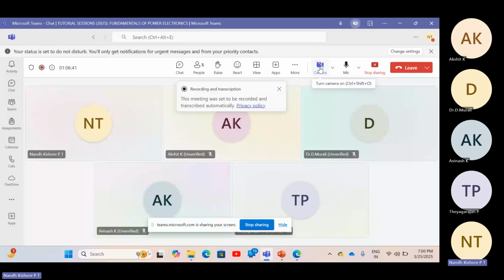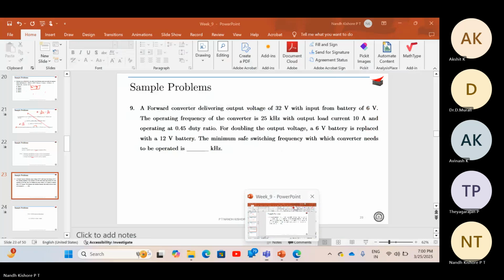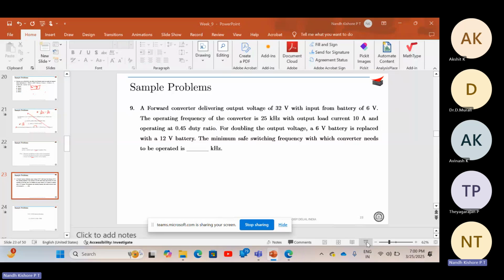Okay. So probably there is some bandwidth issue. I will not turn on my camera now. So we will just go to the slides itself and continue from here on.